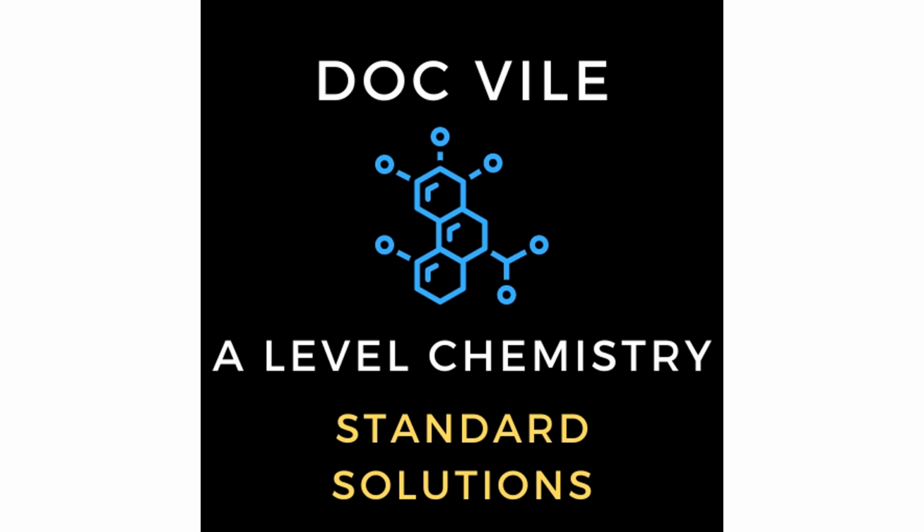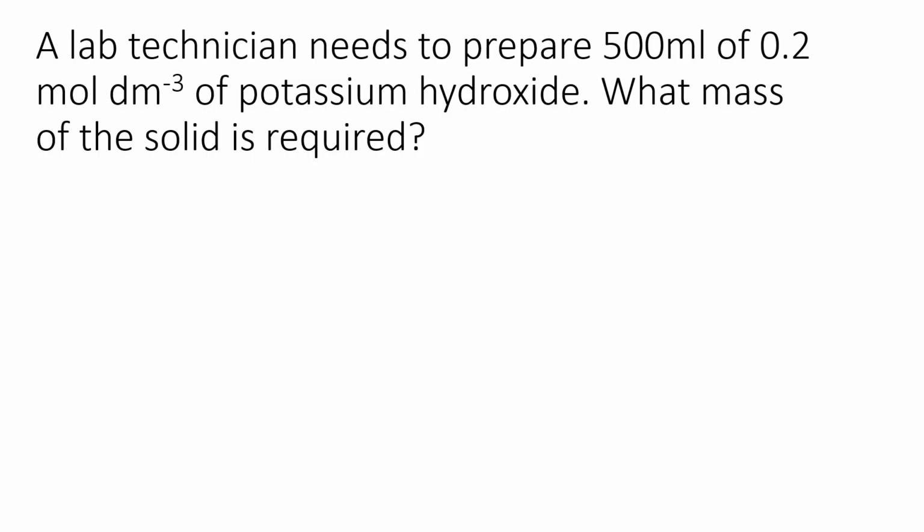I'm going to focus on the calculations more than how you prepare it practically in the lab, but I might talk about that a little bit as well. As always with all these videos, I'm going to focus them around questions. So the first question says, a lab technician needs to prepare 500 millilitres of 0.2 moles per dm cubed of potassium hydroxide. What mass of the solid is required?